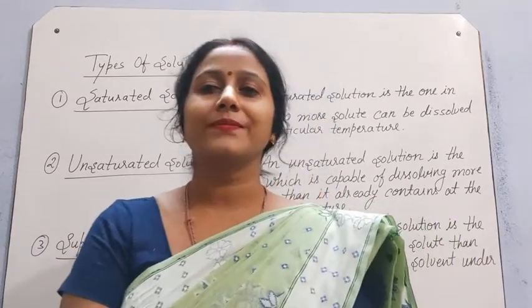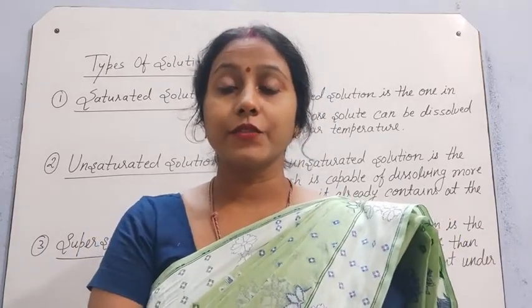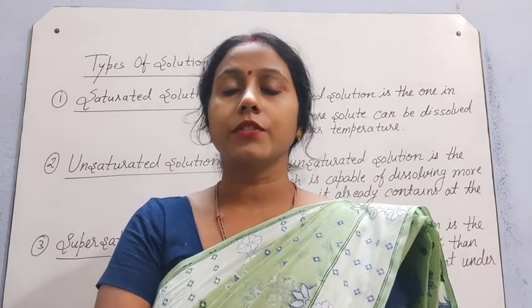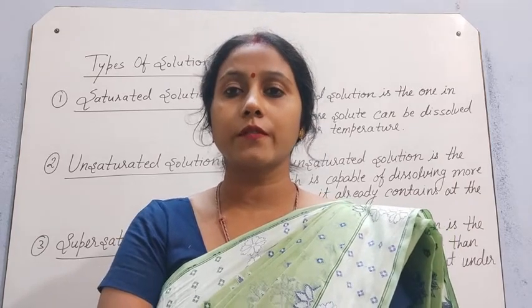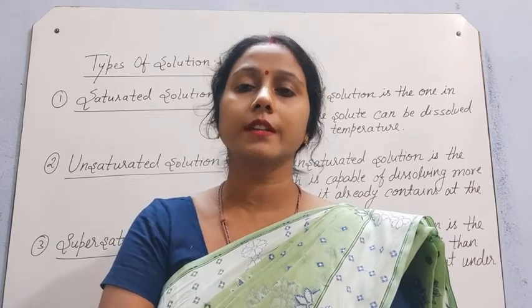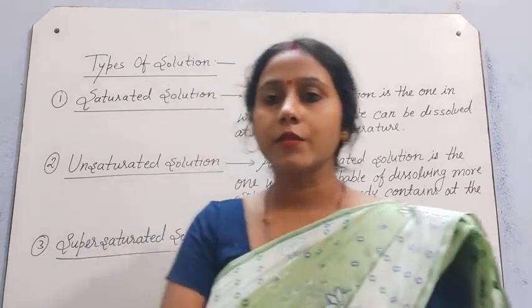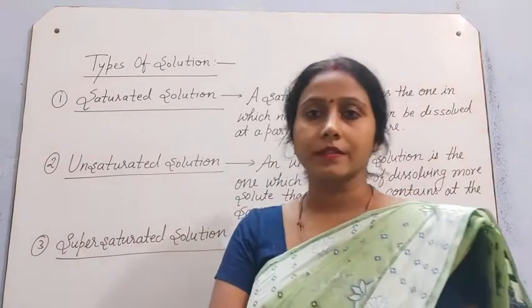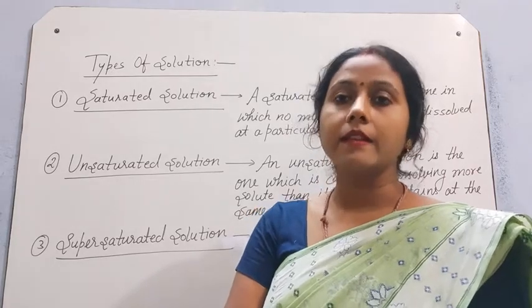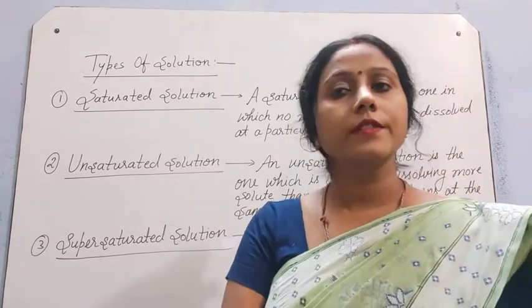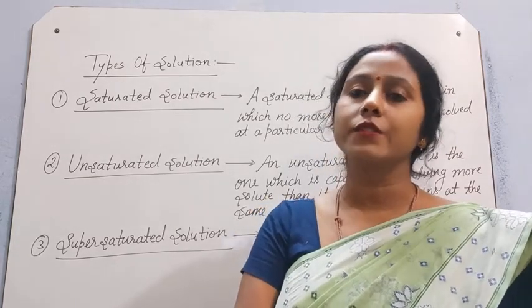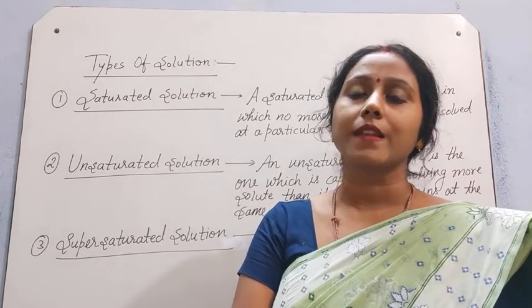Good morning students. In my previous video I started chapter 4, Water, and in that I taught you about solute, solvent and solution, and what types of solutions there are. Now I am going to start types of solution. How many types of solutions are there? There are 3 types of solutions. First is saturated solution, second is unsaturated solution, and third is supersaturated solution.